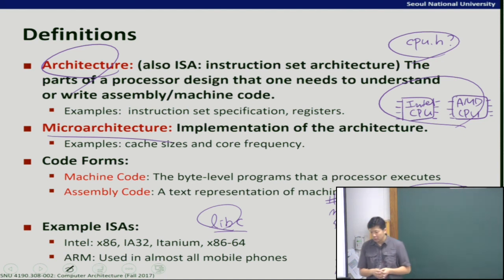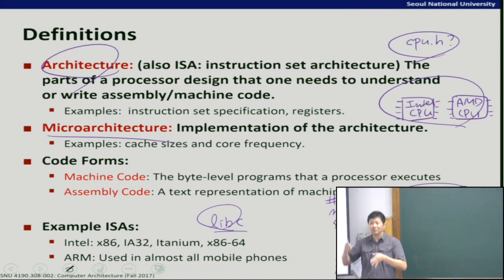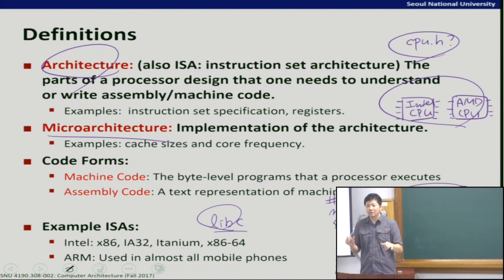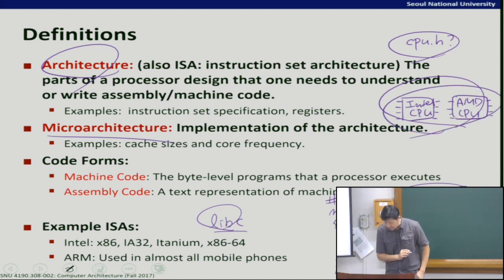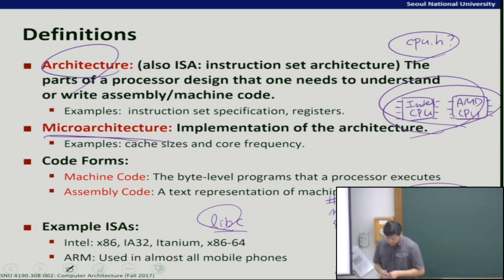That includes how the pipeline is organized. We're going to go over the pipeline in the second half of the course. It also includes the clock frequency, such as running at 3.0 gigahertz or 3.4 gigahertz. These are also part of the microarchitecture design. From a software perspective, these two CPUs are identical because they support the same instruction set. That is called architecture, and microarchitecture is the implementation of the architecture, like cache size, core frequency, and the number of pipeline stages.